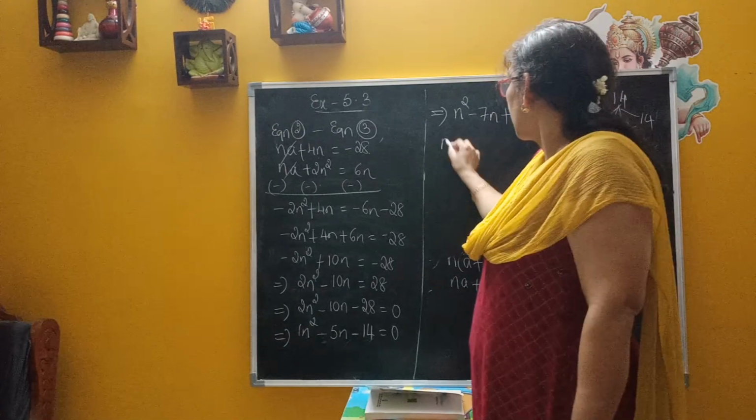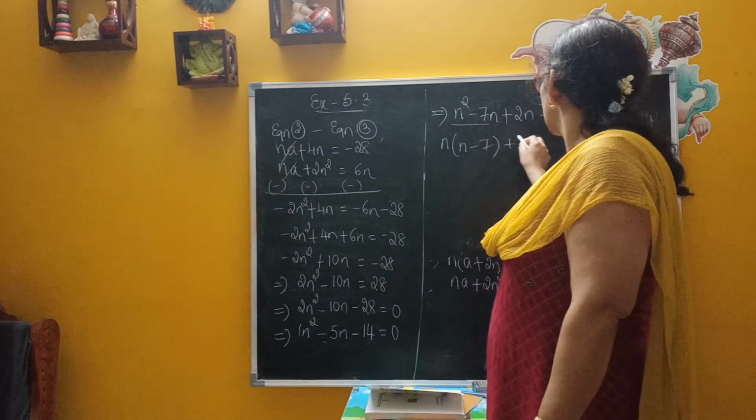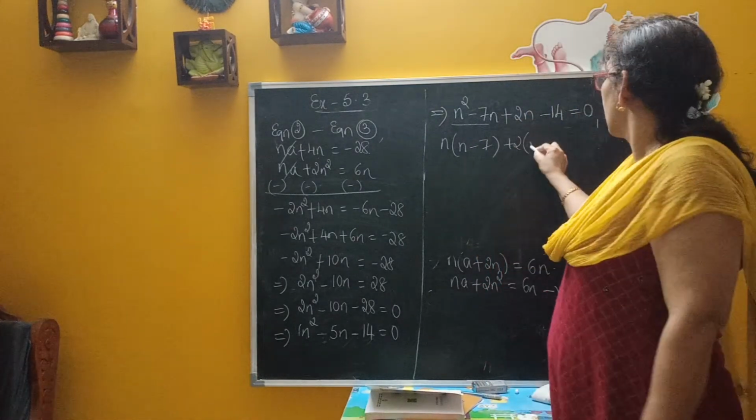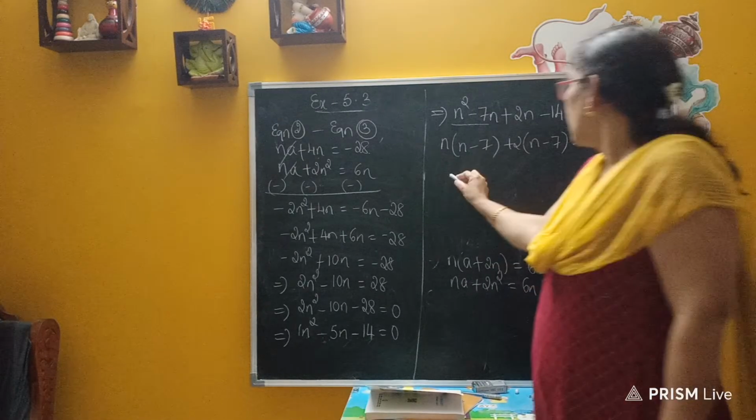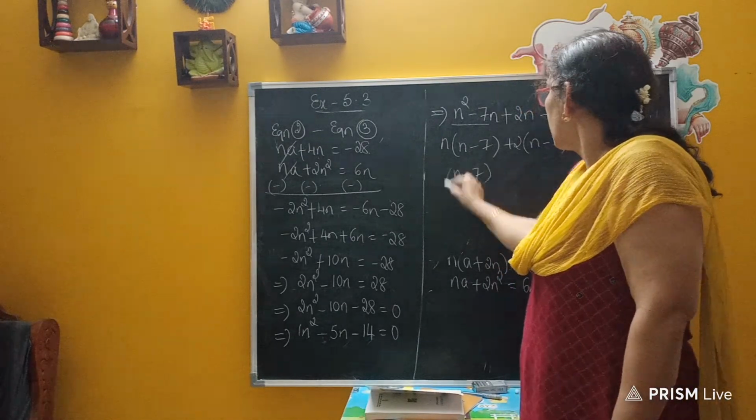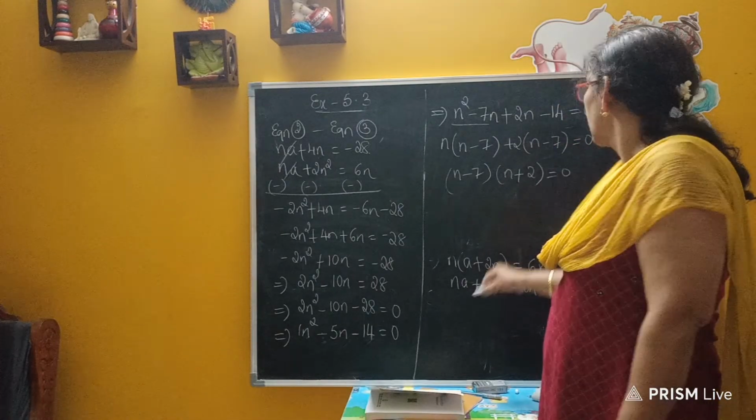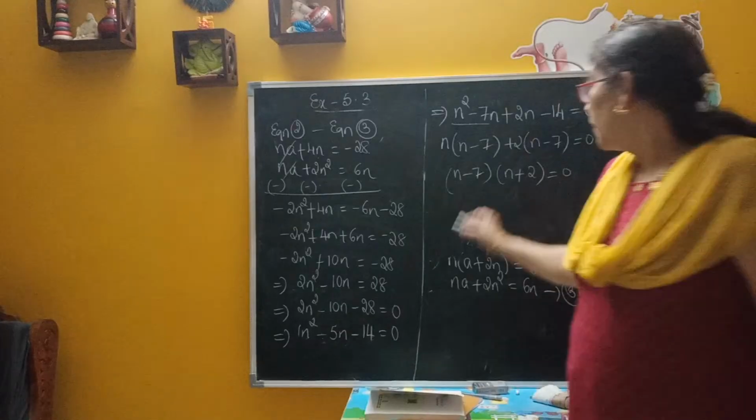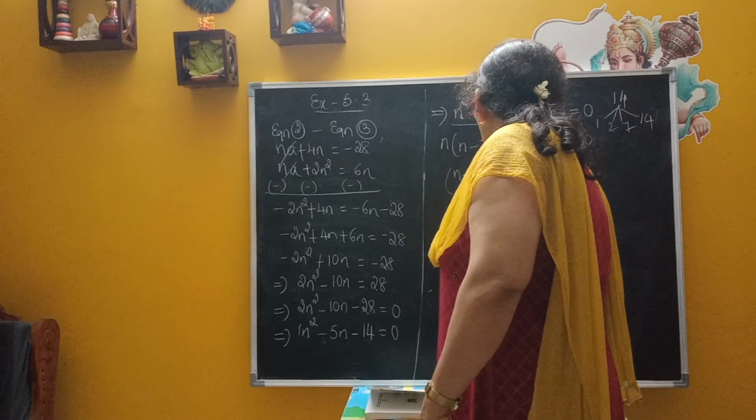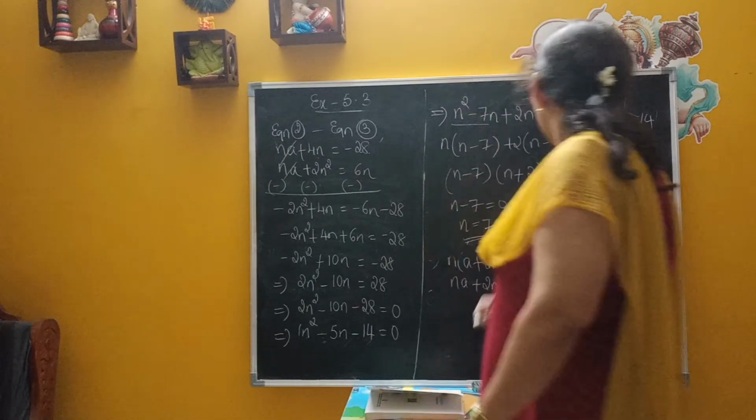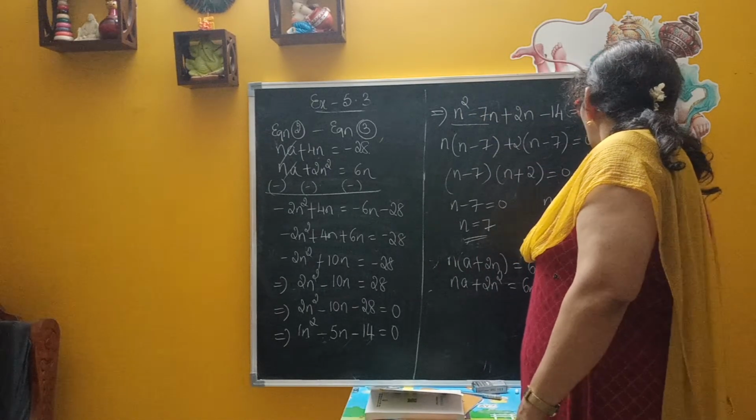Factorize the first group: n into n minus 7. Here plus 2 into n minus 7, 2 7s are 14, is equal to 0. And one common factor is n minus 7 and the other one n plus 2 is equal to 0. Using the zero product rule, how do you write? n minus 7 is equal to 0. So what is the value of n? n is 7. Here n plus 2 is equal to 0. So n is equal to how much? Minus 2.